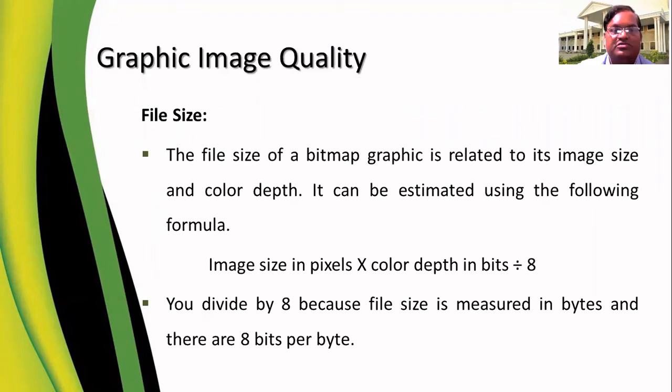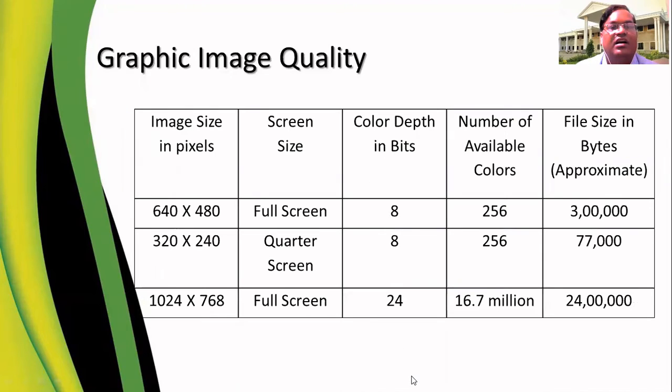For example, to see how the size of the file can be measured, here I'm giving a table. 640 x 480 pixels, the screen size is full screen. If the color depth is 8-bit with 256 colors, the file size is approximately 300 kilobytes. Okay, so 3 lakh bytes is equivalent to 300 kilobytes.